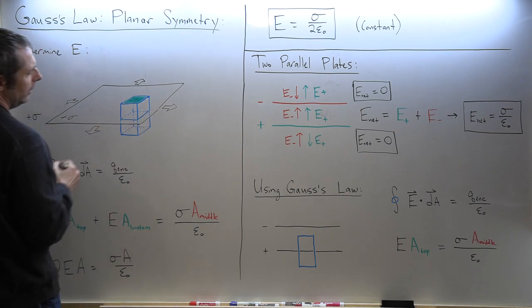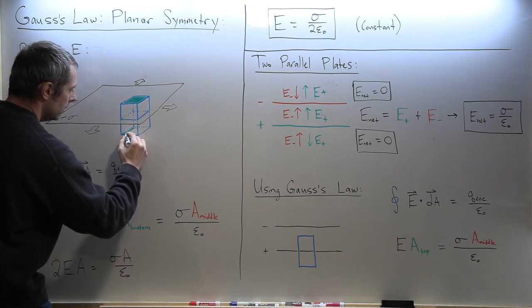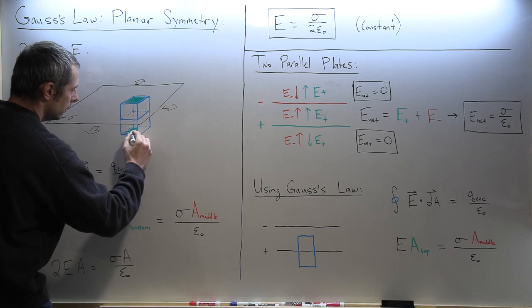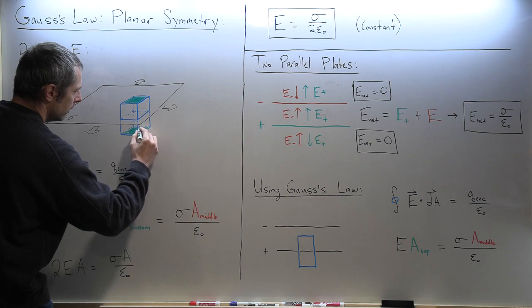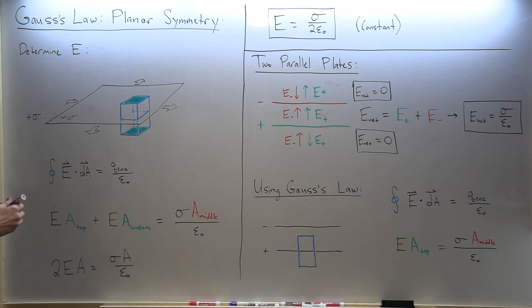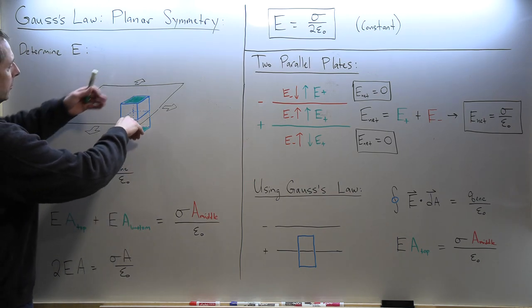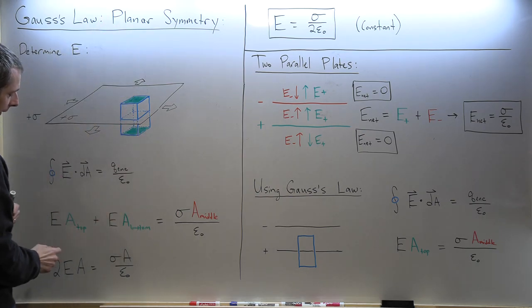Probably doesn't show up that well next to the blue, but there and there. Okay, so that's the flux coming out of the top, flux coming out of the bottom, because the electric field points away from that plane.